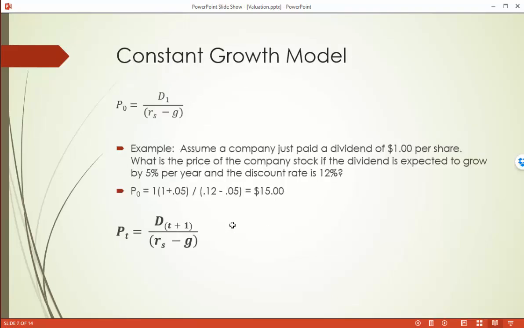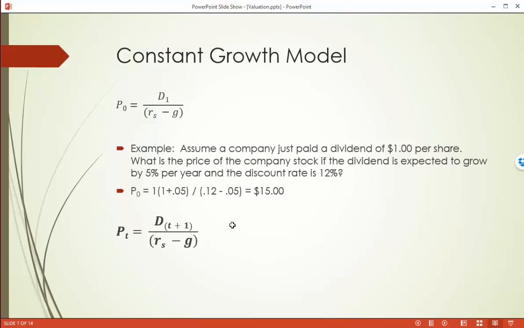So with this constant growth model, we have this, again, very simple formula. The price today is equal to the next period's dividend divided by the discount rate minus the growth rate. So let's look at a quick example here, and we're going to assume that a company just paid a dividend of $1 a share. What is the price of the company stock if the dividend is expected to grow by 5% per year and the discount rate is 12%?